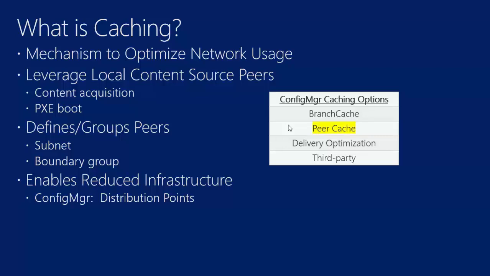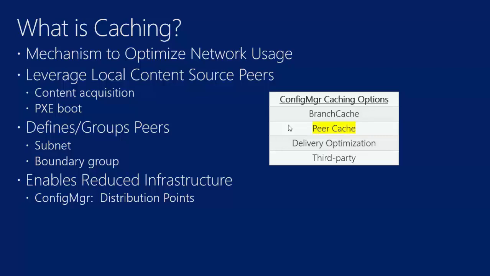It is intended to provide a solution to leverage local content source peers for acquiring the content. We talked in part 1 about general content acquisition. In part 2, this is OSD, so it could be PXE boot and different things that are required for OSD, and so forth. It could even be non-Config Manager content, because again, we're just talking about caching in general. In order for caching to work, you need to be able to define your peers. What systems can share content with each other? So there has to be a mechanism to group these systems that will share content with each other.